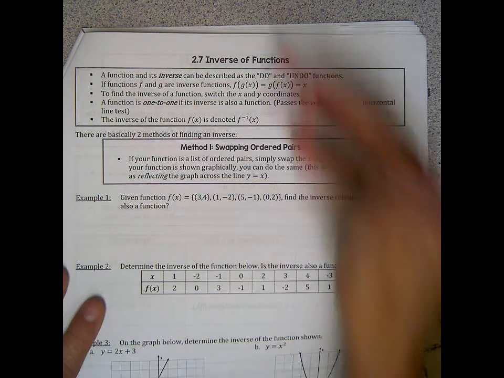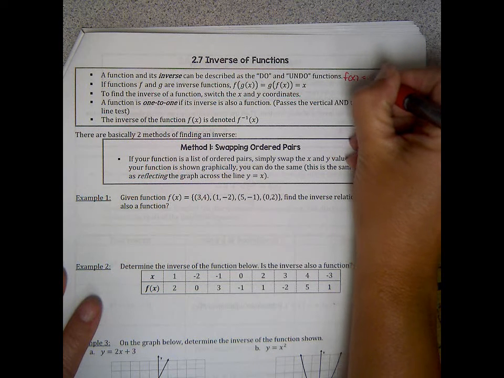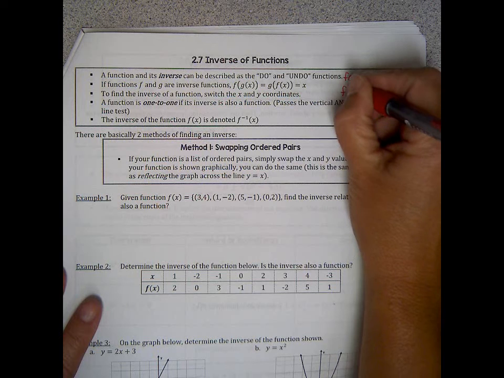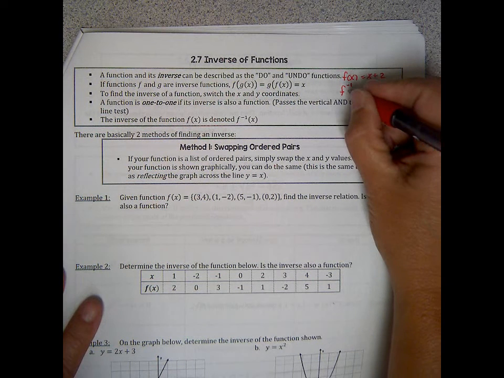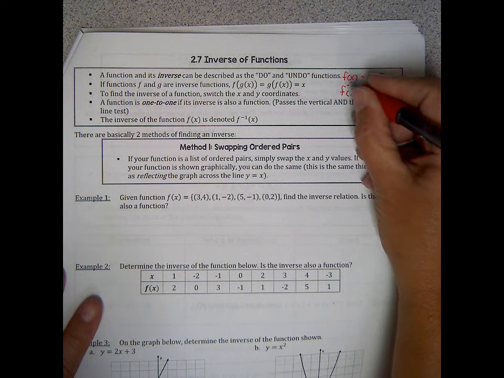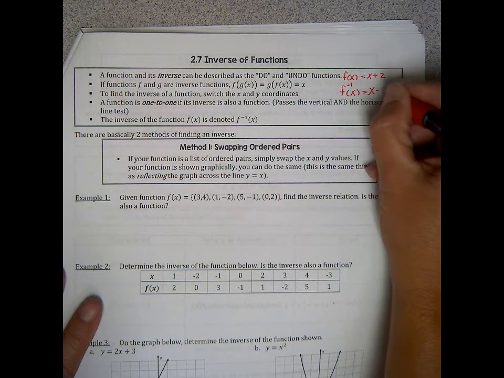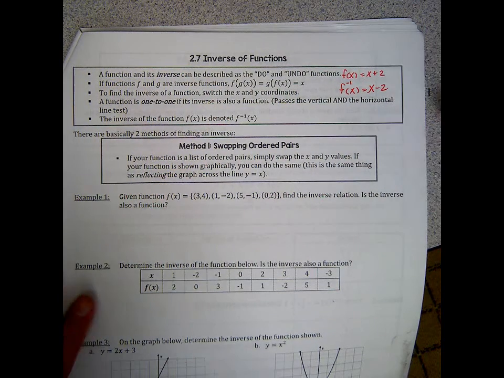So for instance, if you have a simple function like f of x equals x plus 2, its inverse, which is denoted with a little -1 that looks like an exponent, but it's not actually the exponent, just means the inverse of x is going to be the opposite. So instead of adding 2, you're subtracting 2. So you're undoing what has been done to x in the previous one.